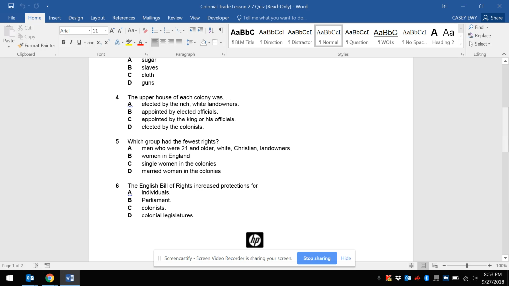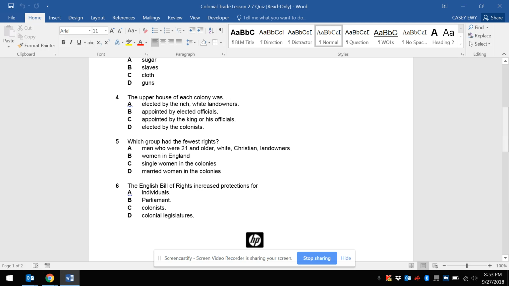Number 4. The upper house of each colony was A. Elected by rich white landowners, B. Appointed by elected officials, C. Appointed by the king or his officials, or D. Elected by the colonists.